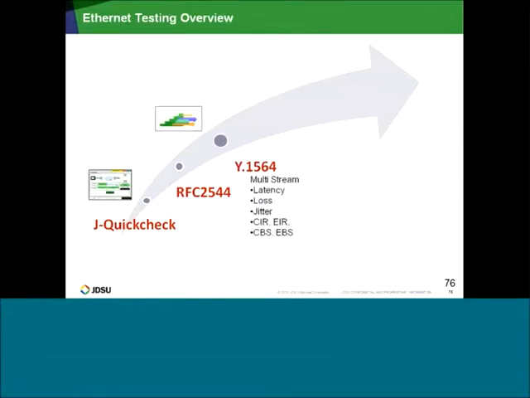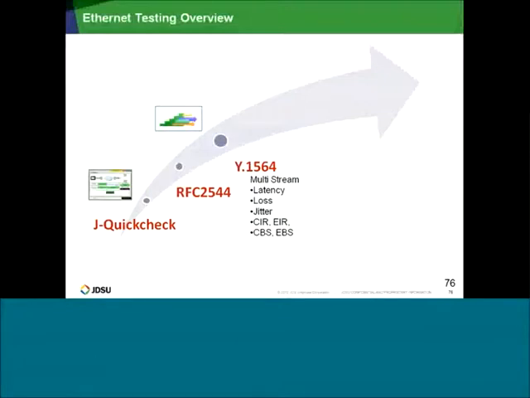Now, Y.1564 came about not so long ago. What that does for you is, of course, multi-stream testing. Let's say you don't want to run RFC 2544 multiple times with multiple VLAN IDs and multiple priorities. What you would select is Y.1564, which allows you to do multiple streams, latency, loss, jitter, CIR, EIR, CBS, and EBS.